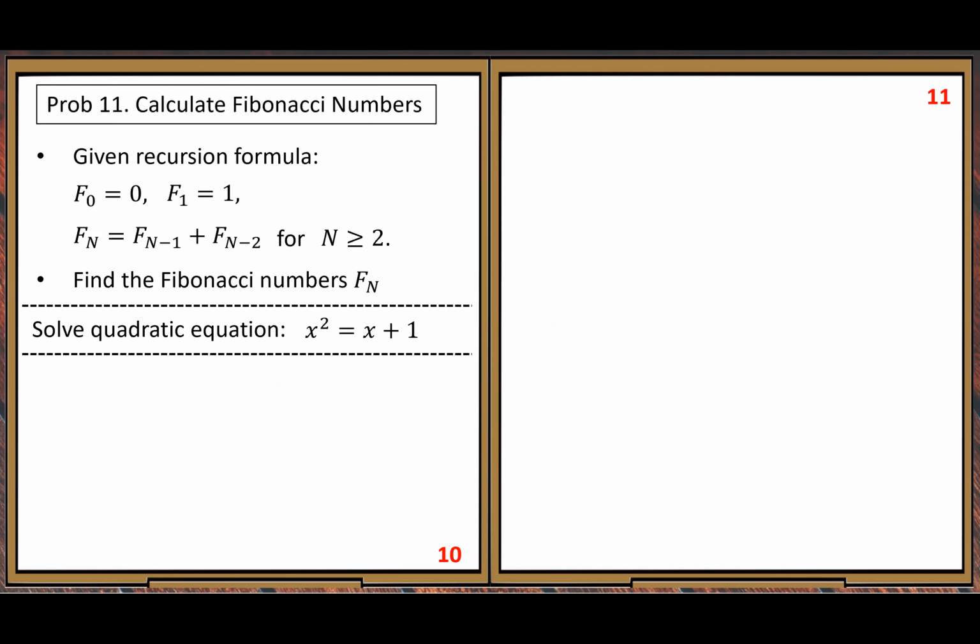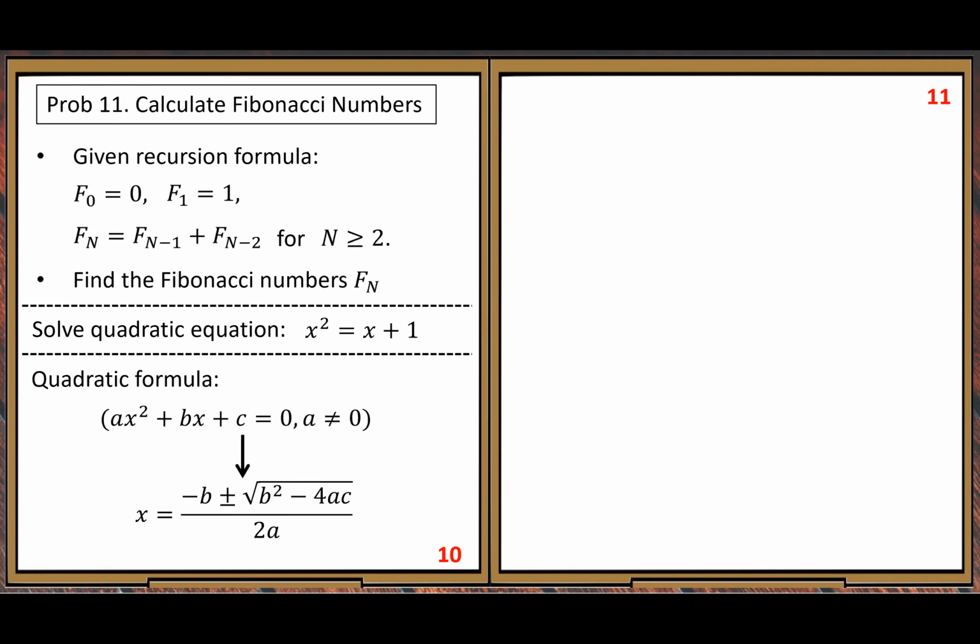Let us solve this quadratic equation, X squared equals x plus 1. We just apply the quadratic formula, the standard quadratic formula. Ax squared plus bx plus c equals 0, A not equal to 0, we have this formula. Now, let us just plug in the numbers. A equals 1, B equals negative 1, C equals negative 1.